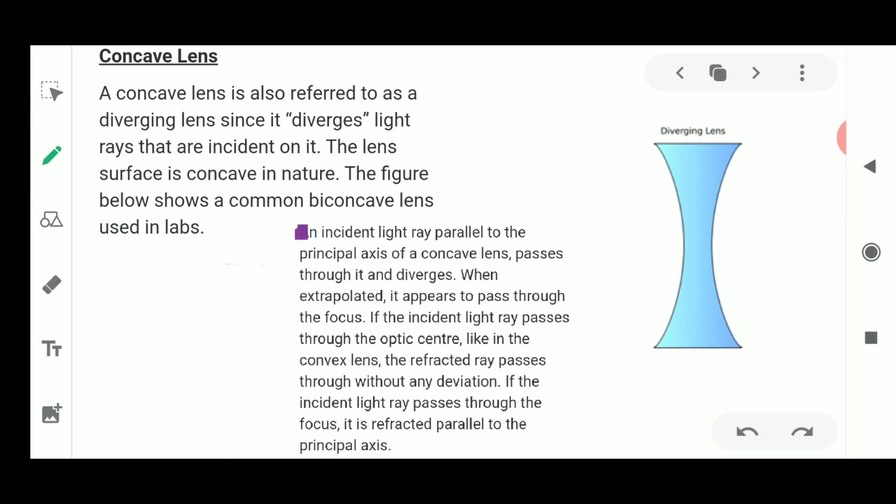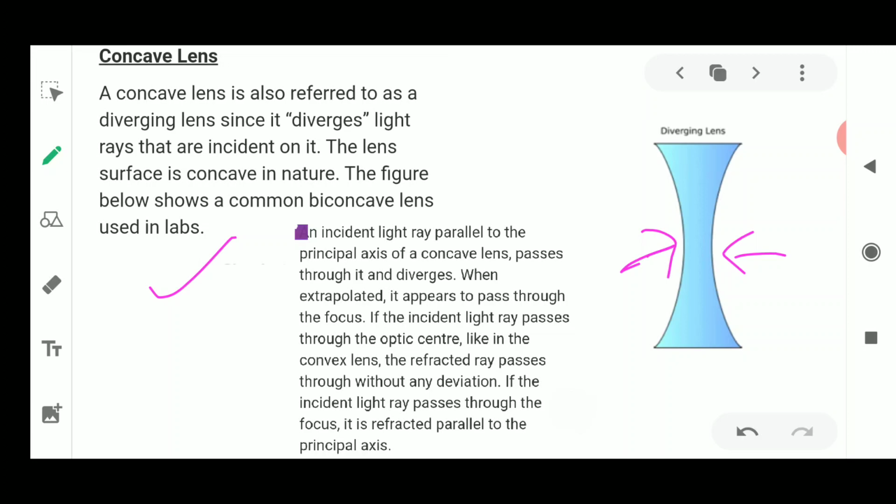Next, the figure shows a common biconcave lens. Again, I am telling you all why it is a biconcave lens, because again the two refracting surfaces are here, one is this and another one is this one. So these two refracting surfaces are present in this diverging lens, that is why it is known as a biconcave lens. This biconcave lens is very commonly used in the labs. In our labs also it is present. I'll show you once we meet in the class.